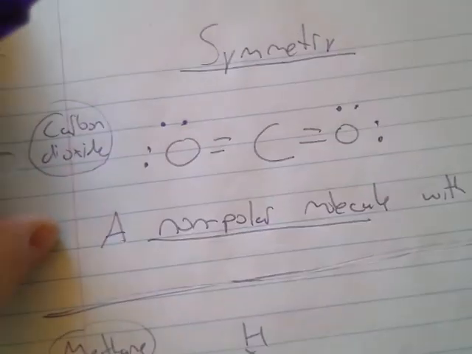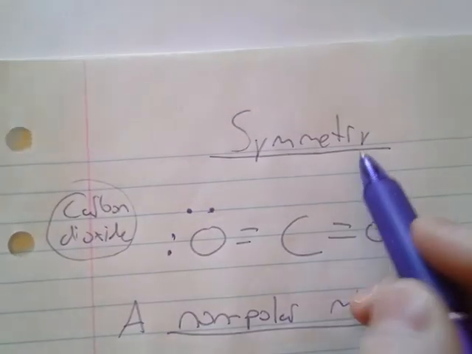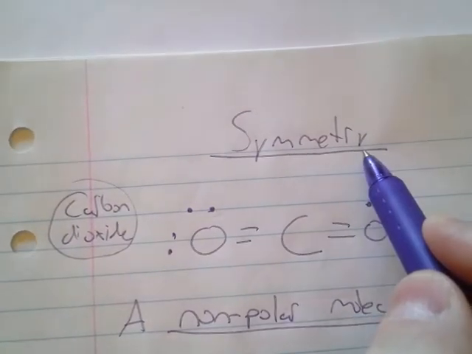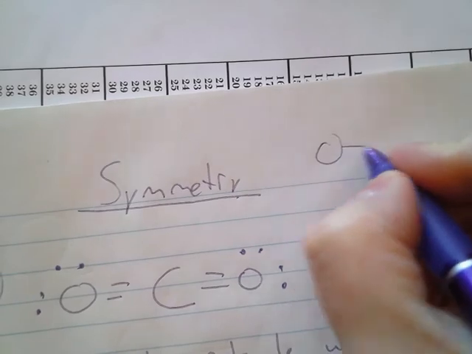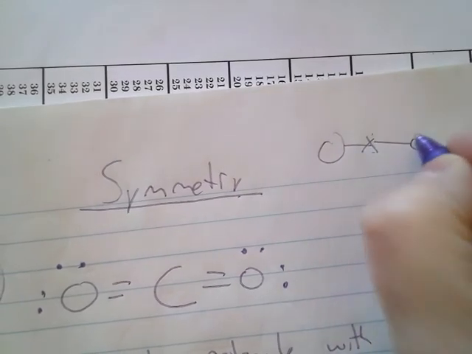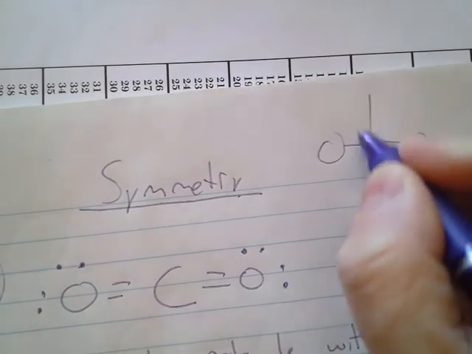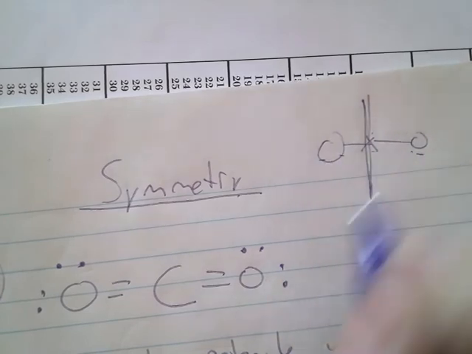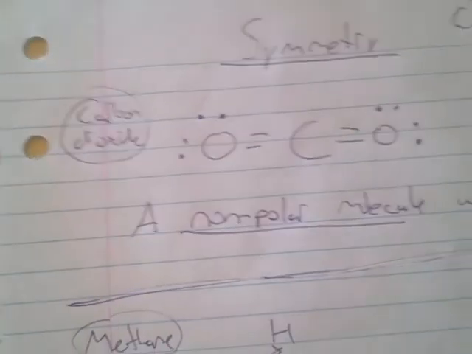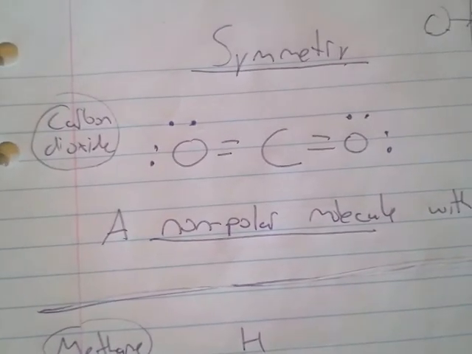This brings us to a term called symmetry. You might have learned symmetry in math. Symmetry means it's even on all sides, or it's a mirror image. So if I have a picture that looks like this, and I cut it down the middle, it is symmetrical. So why am I talking about symmetry in bonding?